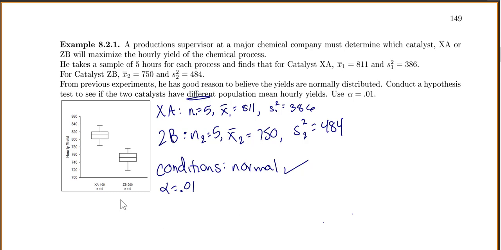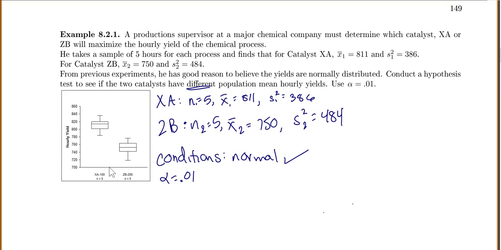Okay. Looking at these box plots, I would guess that the population means are going to be different. That seems pretty different, don't you think?